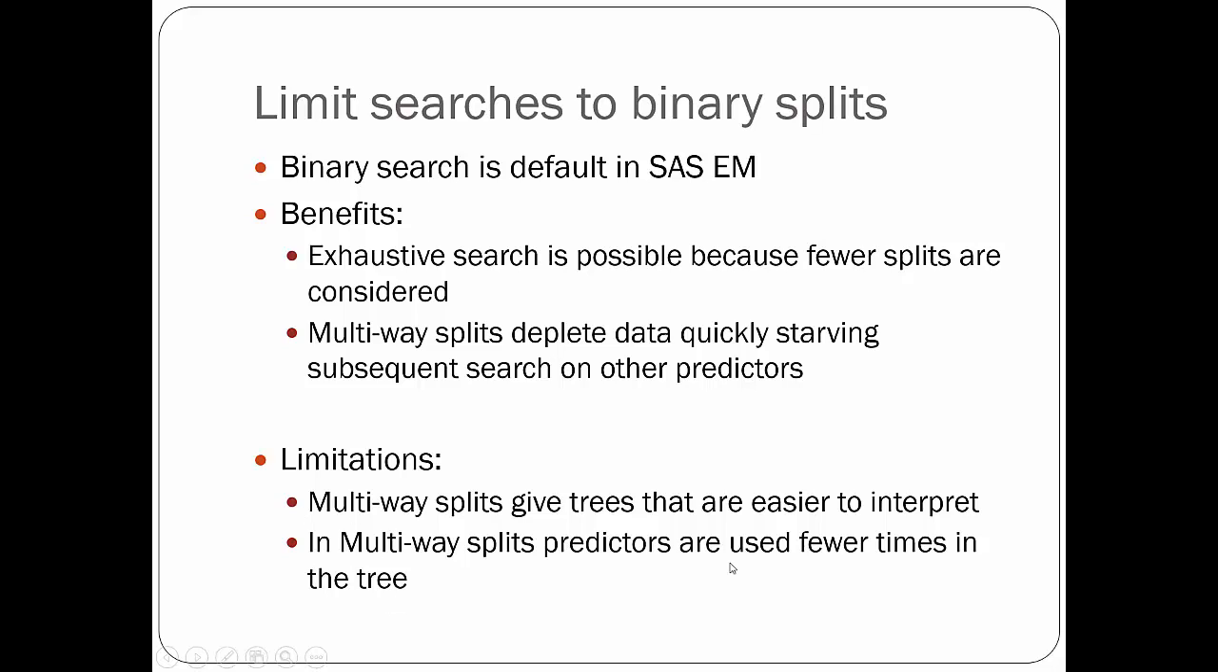Multi-way splits give trees that are easier to interpret. Actually, multi-way splits will deplete the data, which does not happen in the case of binary search, so that's a benefit. But multi-way splits give trees that are easier to interpret, so that's a limitation when you restrict yourself to binary search. Also, with multi-way splits, predictors are used fewer times in the tree, repeating a given predictor a second time and a third time happens less often. In binary, it may happen more often.